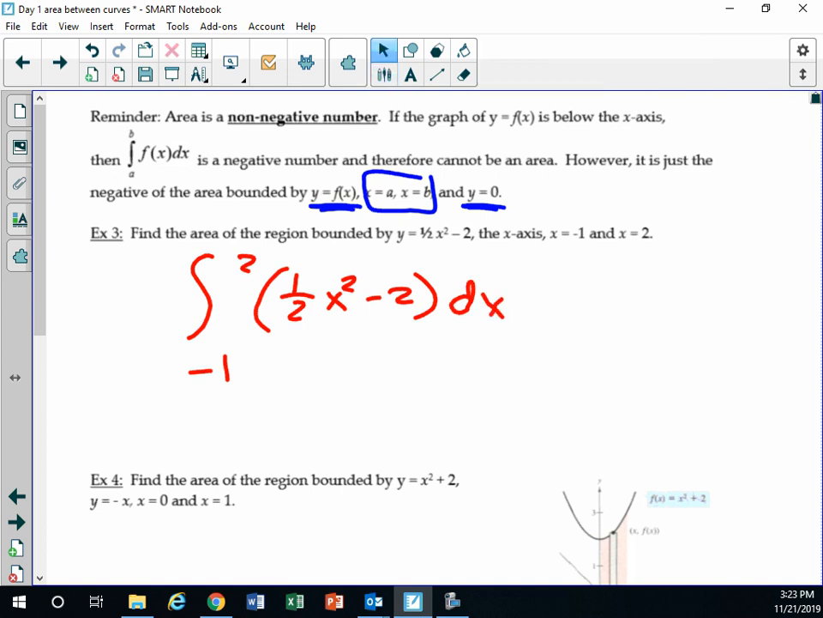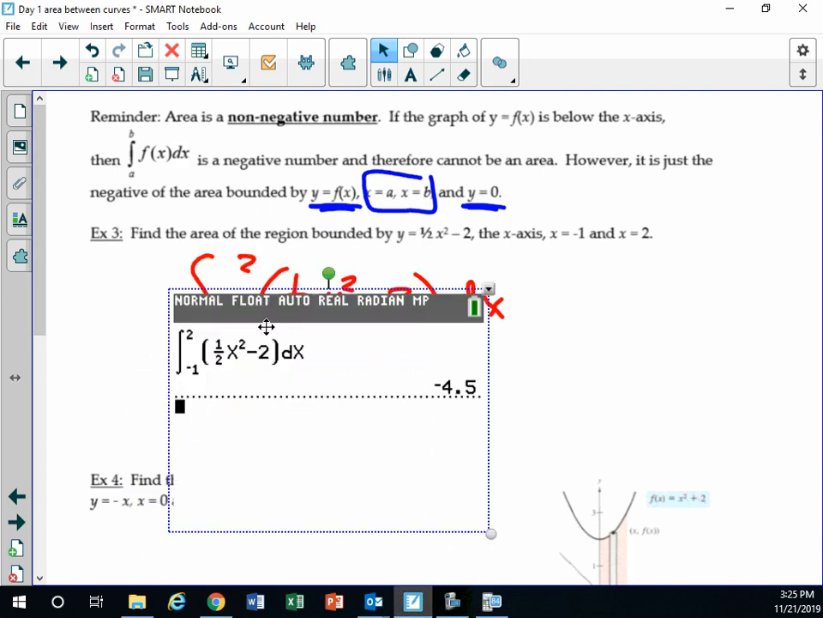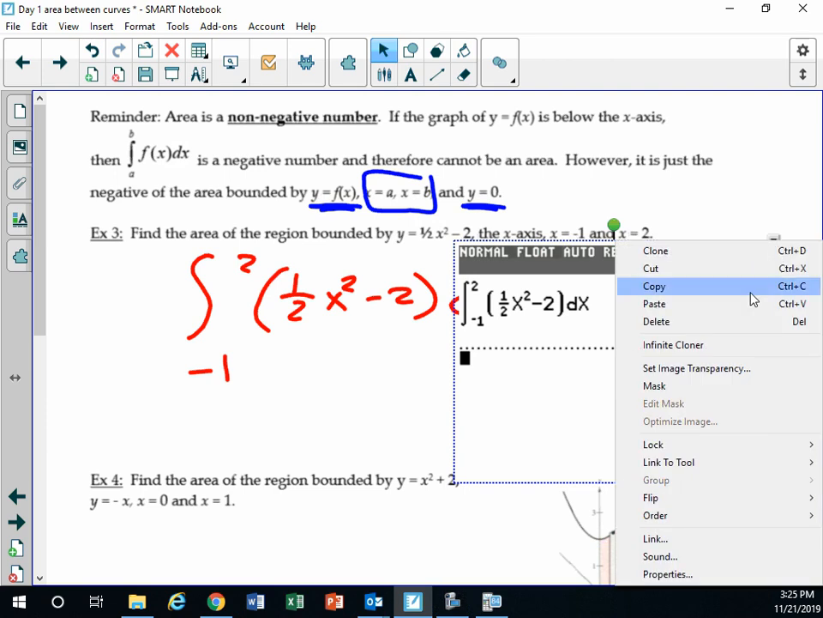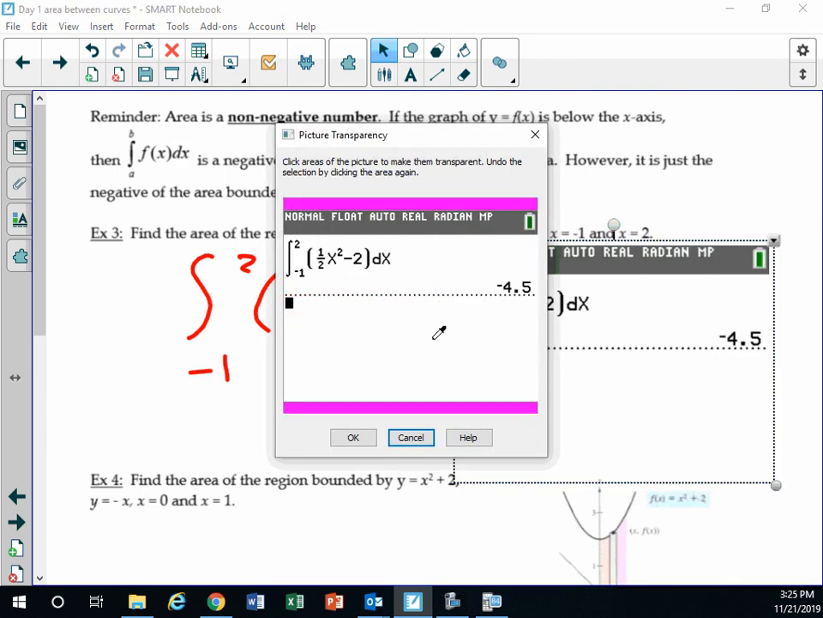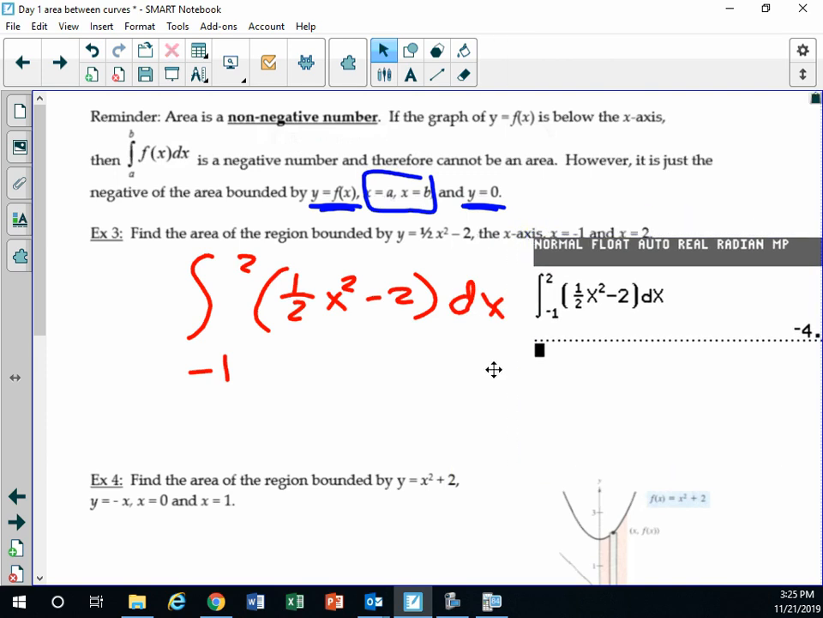And for lack of time, let's talk about using your calculator for this one. So I'm going to grab my calculator and type this into my calculator. Alright, so I typed it in my calculator, but you know what I forgot to do? I forgot to talk about the x-axis. So, by the way, my answer is wrong, because I didn't talk about the x-axis.